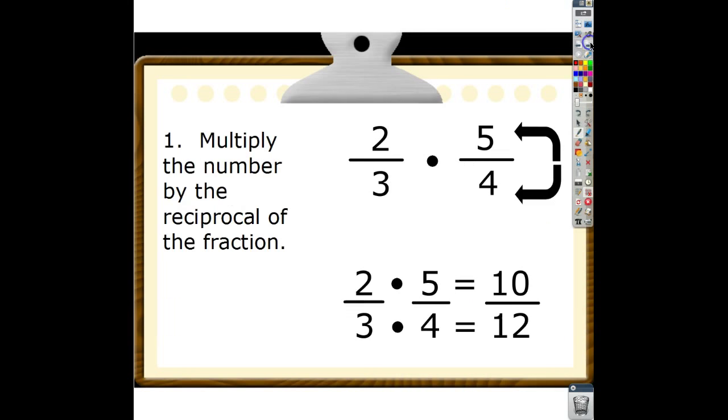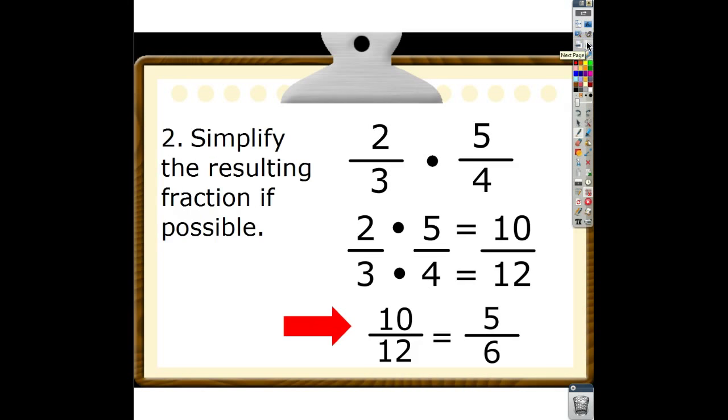5/4, right? So as I do this, I'm going to make it 5/4, and then I can go ahead and multiply, and I'm going to get 2 times 5 is 10, and 3 times 4 is 12. So 10/12. And if I do that, then I'm going to simplify 10/12 into 5/6.